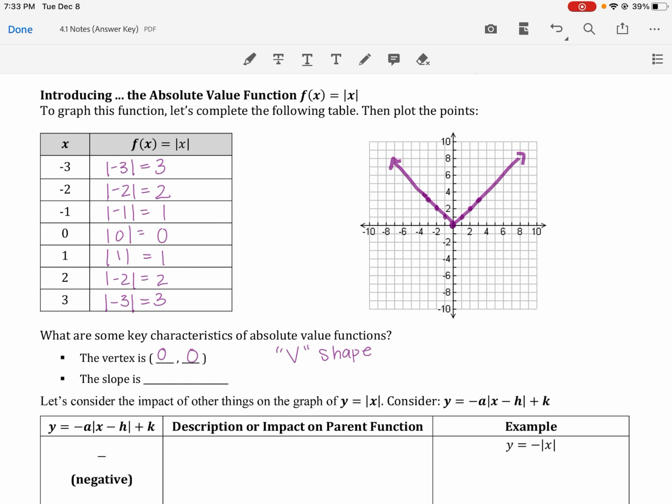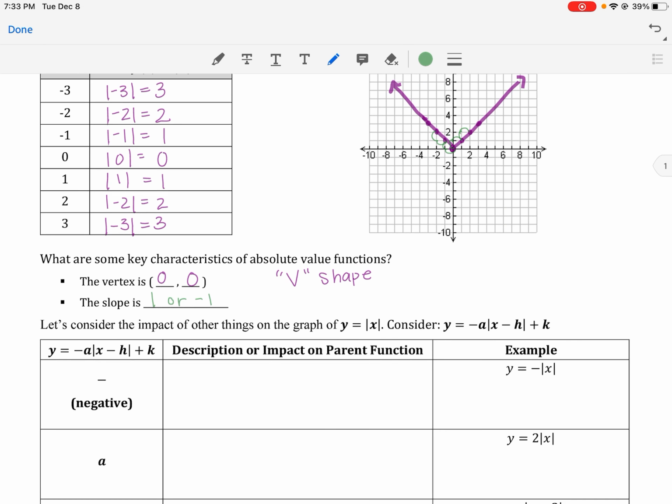And then the other thing is the slope is key. So if you look here, we're going up 1 over 1, up 1 over 1. So the slope is a positive 1 on the right, and on the left, because it's going down, you can think about it going down 1, right 1, down 1, right 1, is negative 1, right? So depending on which side you are, positive 1 or negative 1, it's always going to be that generic slope.